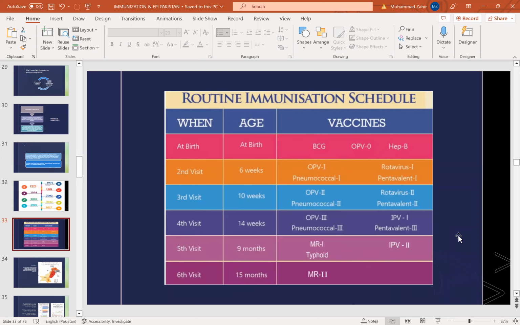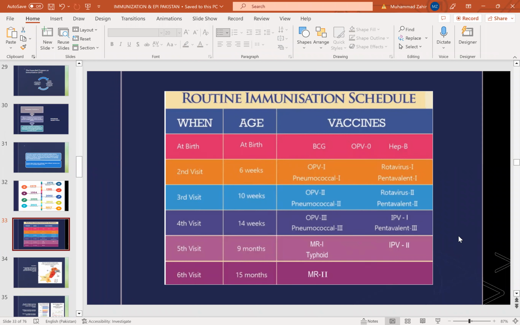Routine immunization schedule is six visits. At birth, vaccines OPV and hepatitis B are given. At the second visit, at 6 weeks, OPV1, pneumococcal 1, rota 1 and penta 1 are given. Third visit, 10th week, OPV2, pneumococcal 2, rota 2 and pentavalent 2. Fourth visit, at 14 weeks, OPV3, pneumococcal 3, IPV1 and pentavalent 3.